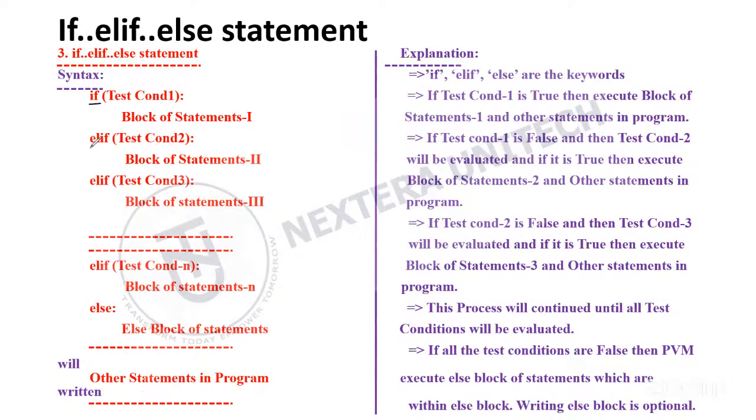So here if, elif, and else are the keywords. After checking all these conditions, let's say all the test conditions from 1 to n are false. Then it will execute the else block directly. The else block of statements will be executed only if all the conditions in if and elif are false. After that, it will move out of this block and run other statements also, if there are any. So in this way, if, elif, else will work.